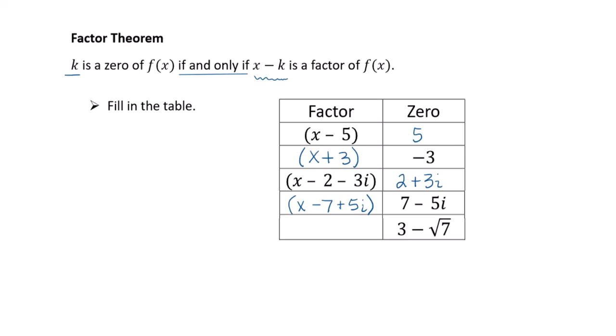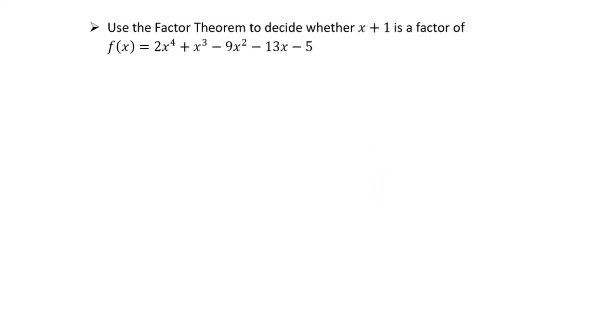If my zero is 3 minus the square root of 7, then the factor will be x minus 3 plus the square root of 7. Here, let's use the factor theorem to decide whether x plus 1 is a factor of f of x equals 2x to the fourth plus x cubed minus 9x squared minus 13x minus 5.